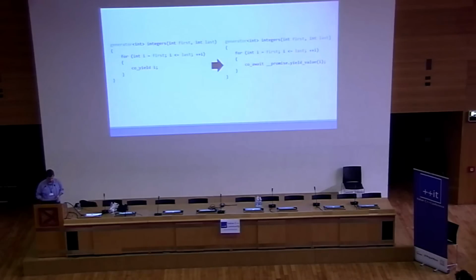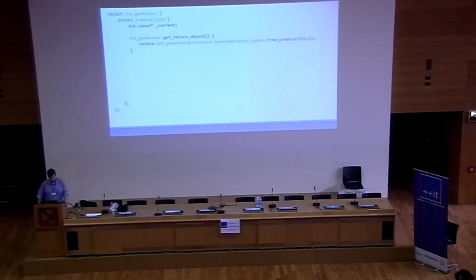So what co_yield does is the compiler just takes the co_yield and turns it into a co_await, and then it calls yield_value on the promise. And so basically yield_value is like that set value that we had before, but it's for yielding instead of setting the final return value.